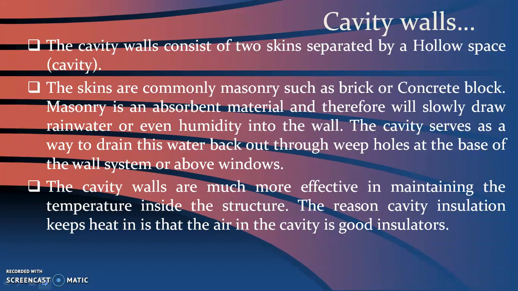Masonry is an absorbent material and therefore will slowly draw rainwater or even humidity into the walls if they are not properly coated or protected. The cavity serves as a way to drain this water back out through weep holes at the base of the wall system or above windows.